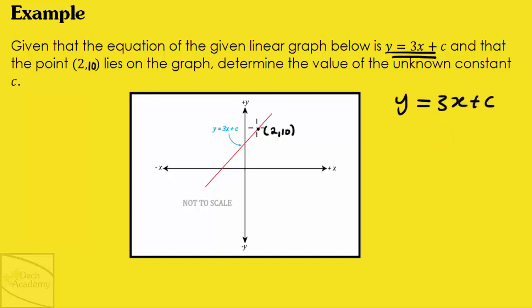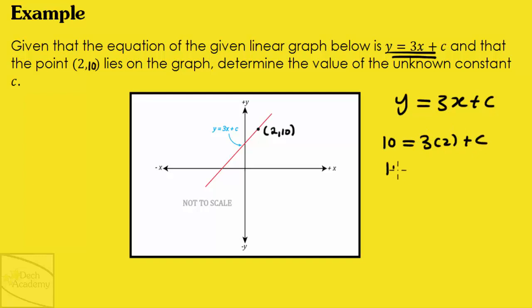And what do we know? We know we have a point, and we know that the coordinates of this point must satisfy this equation. So if I replace x with the x coordinate of this point and y with the y coordinate of this point, the left hand side and right hand side of this equation must match, i.e. the equation must be satisfied. So I'm going to replace y with 10. I'm going to replace x with 2.